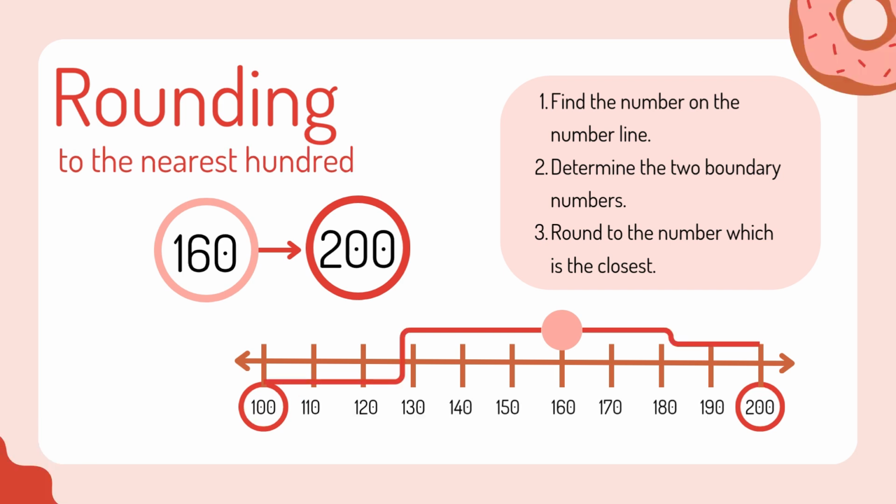Now let's try a bigger number, 160. Step 1, find it on the number line. Step 2, the two closest hundreds are 100 and 200. Step 3, 160 is closer to 200, so we round up to 200. This is just like before, but with hundreds instead of tens. Rounding helps us work with numbers more quickly.